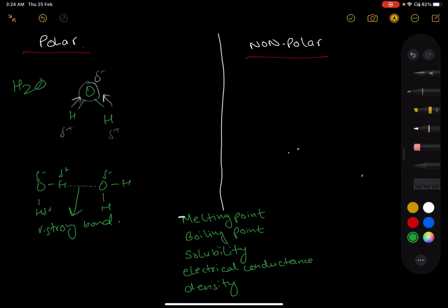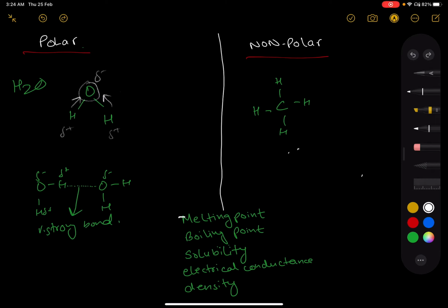In contrast, non-polar molecules don't have slight charges on them. A very common example would be methane. Because hydrogen and carbon share electron density quite evenly, there are no dipoles formed between them. Basically, because the electrons are distributed evenly, there are no positive or negative charges.